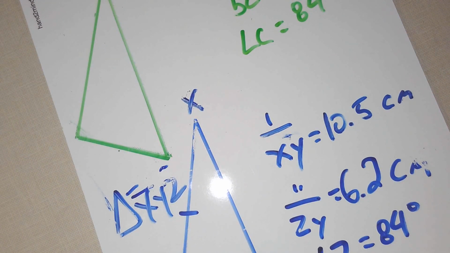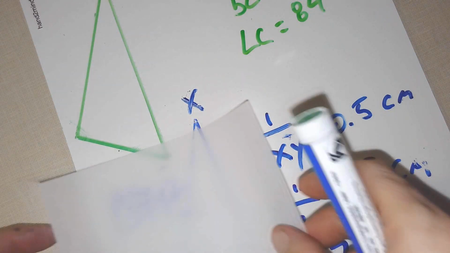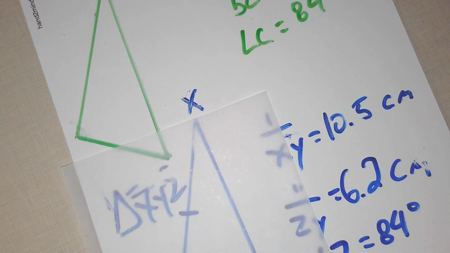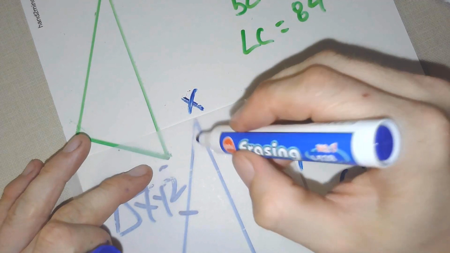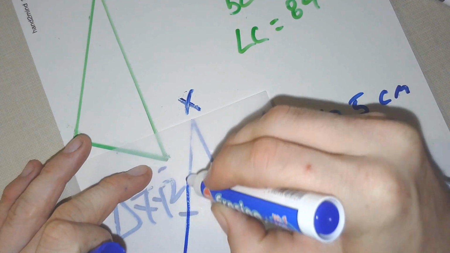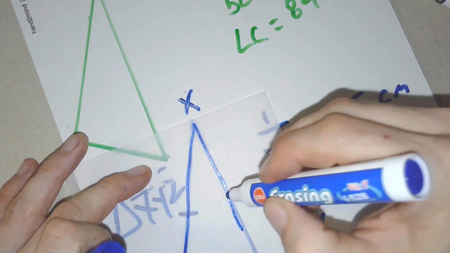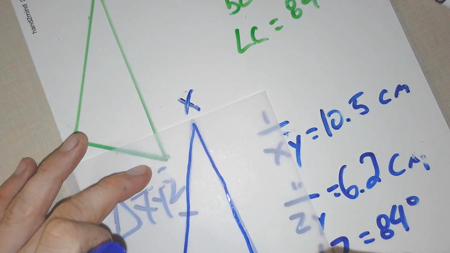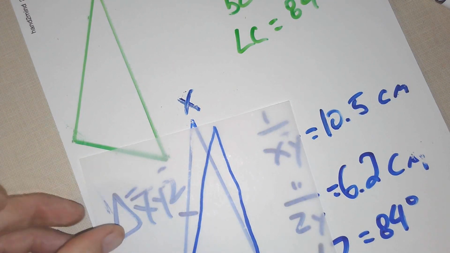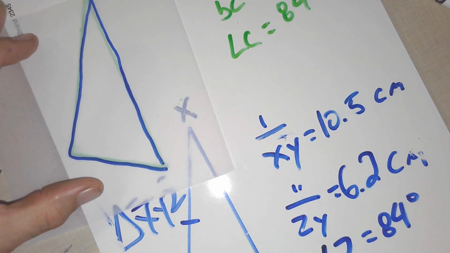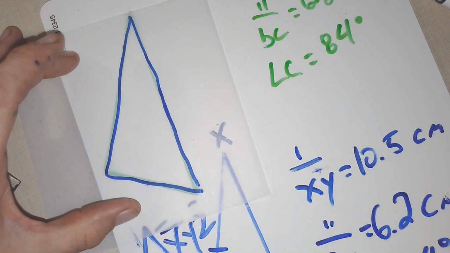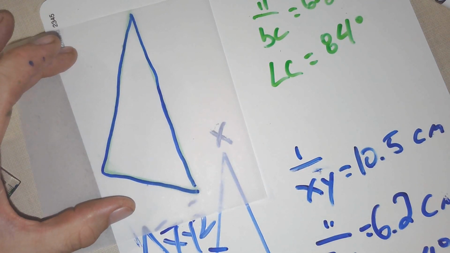All right, so I'm gonna grab some patty paper here and see how close I got with my two triangles. See how congruent they are. So I got my patty paper here, and I'm gonna draw my original triangle on here. And let's see how close I got. I got pretty close, right? So you can see that those triangles are congruent.